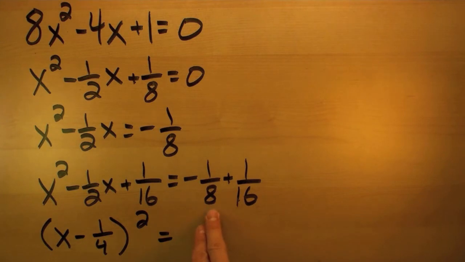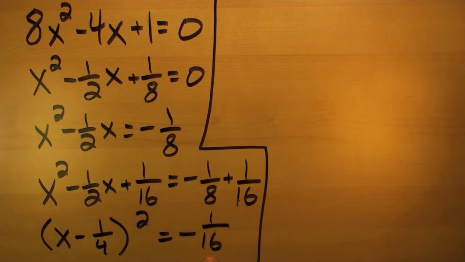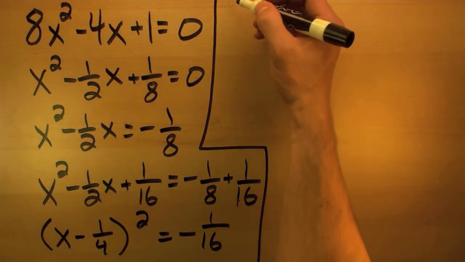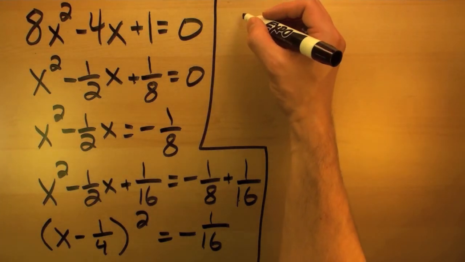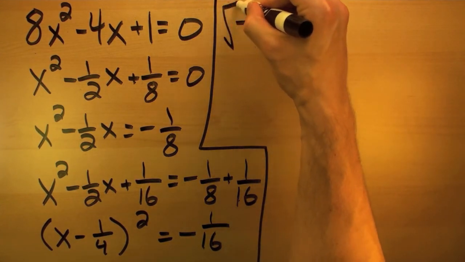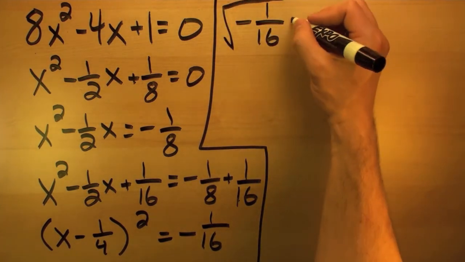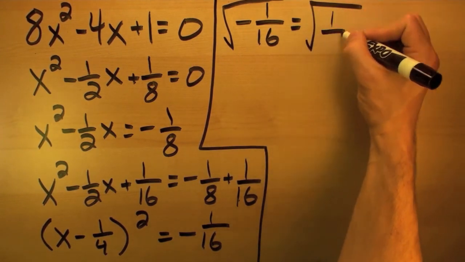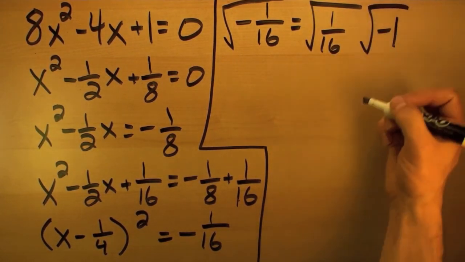Well, negative 1/8, if we multiply the top and bottom of that fraction by 2, becomes negative 2/16. So negative 2/16 plus 1/16 would be negative 1/16. So when we apply the square root property, we're going to want to know what the square root of negative 1/16 is. So notice that the square root of negative 1/16 is equal to the square root of 1/16 times the square root of negative 1.